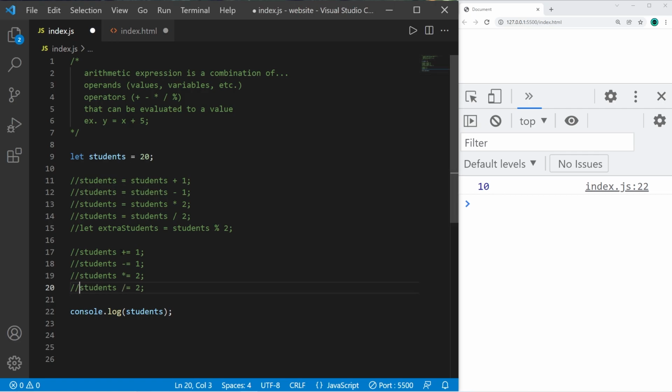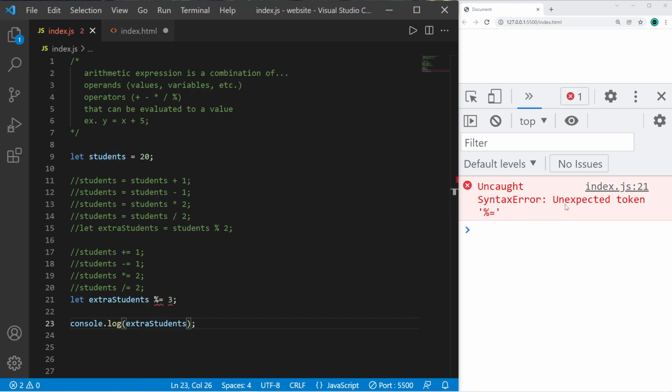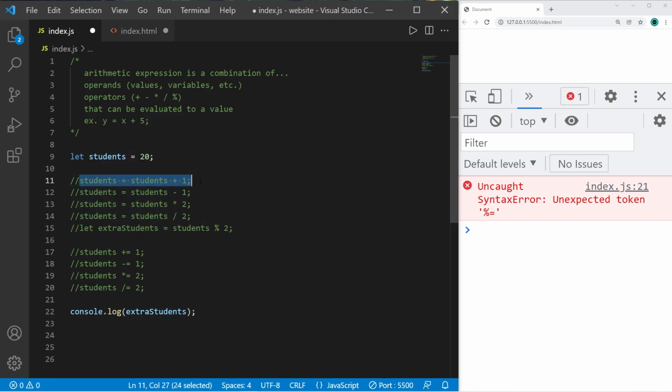With augmented assignment operators, you can use these if you're reassigning the same variable. Like I couldn't say let extra students modulus equals 3, right? And then if we were to display this, we would have a syntax error. So augmented assignment operators are kind of like a shortcut you can do if you're reassigning the same variable.